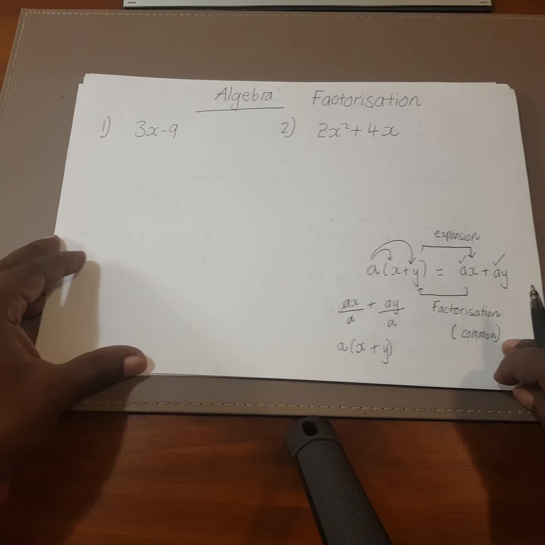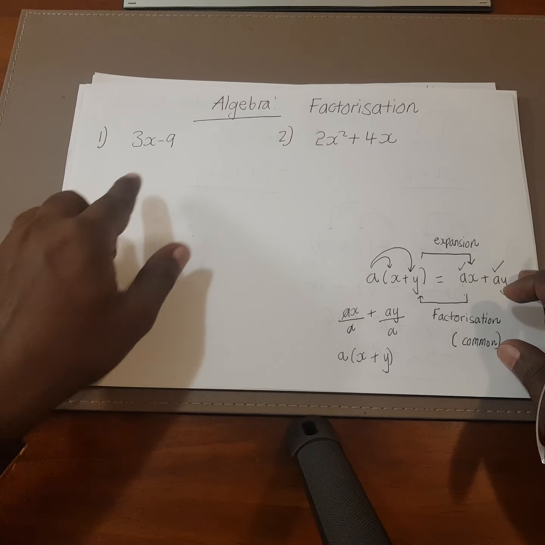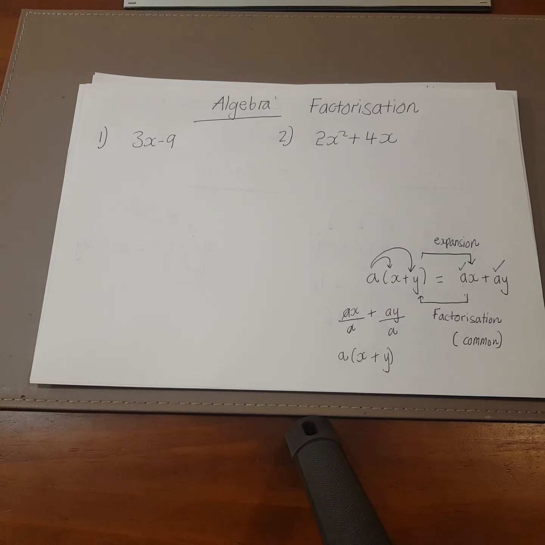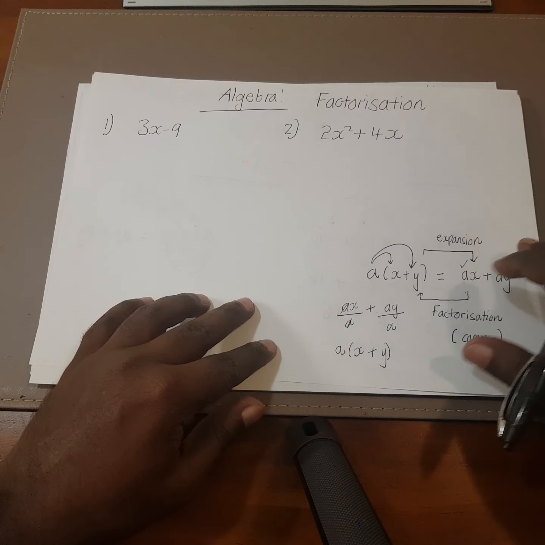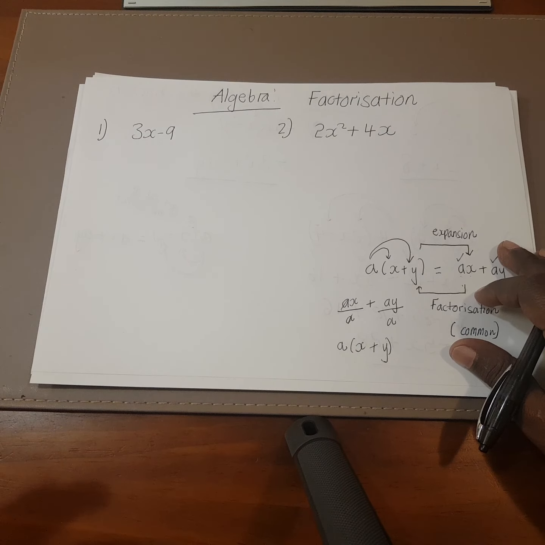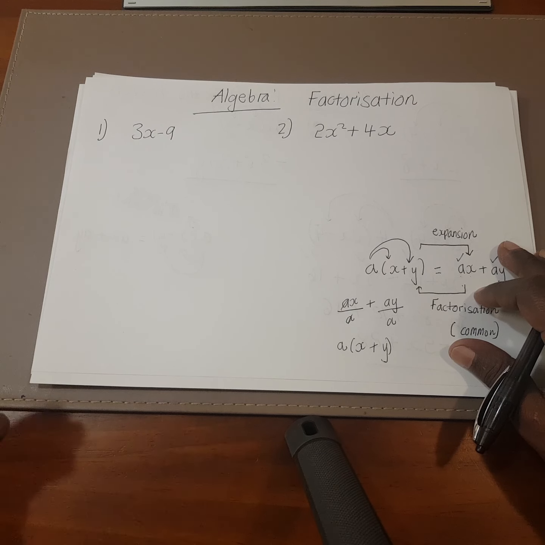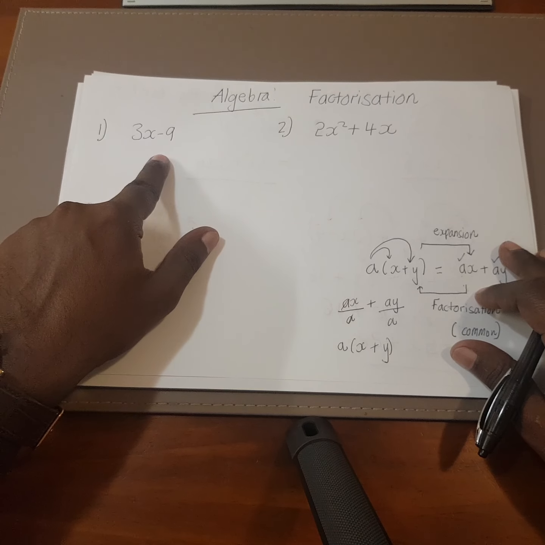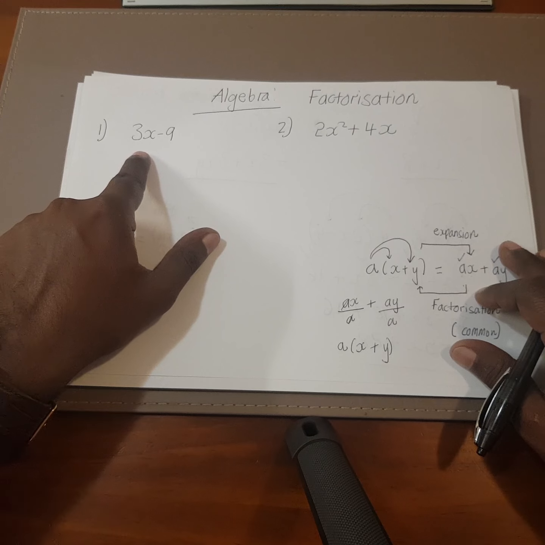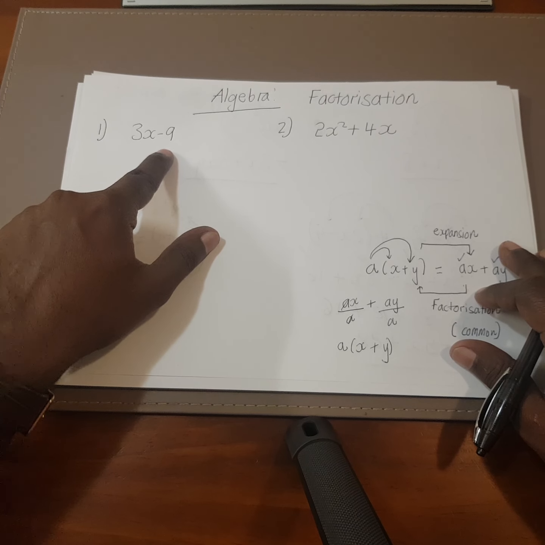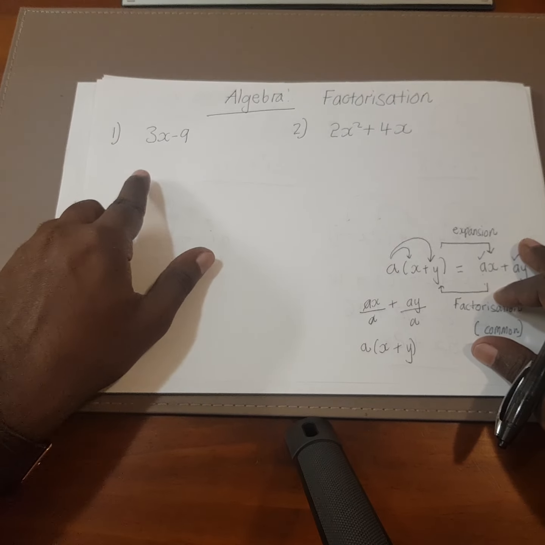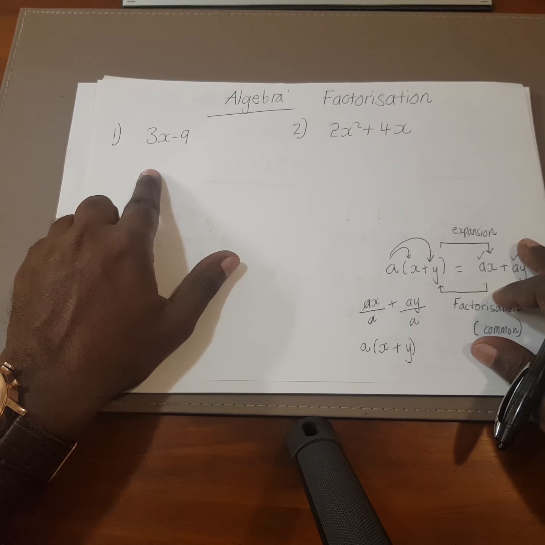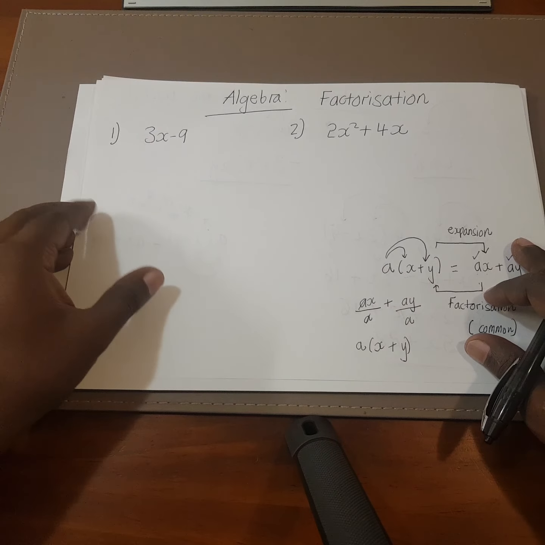All right, so if you look at this question here, we've got 3x - 9. The first thing you need to ask yourself, what is common between 3x and 9? In some situations, you could get a letter that's common, or you could get a number that's common, or you could get a number and a letter. But in this situation here, between 3x and 9, what is common is the number 3, because 3x can be divided by 3, and 9 can be divided by 3.